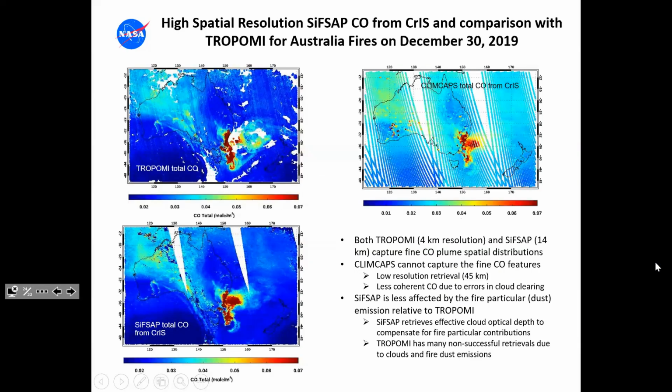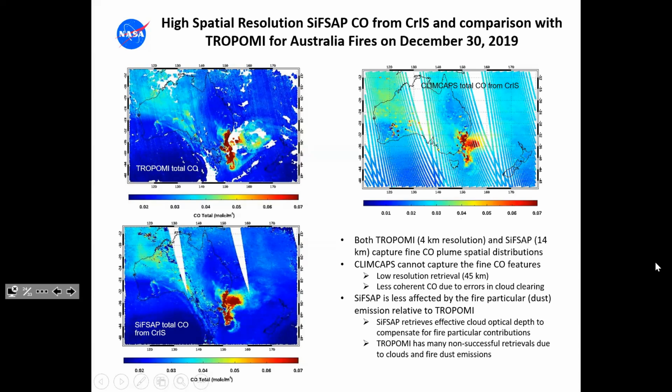So just to give you a flavor, let's say this is the current NASA operational CO product. As I said, it has the average 9 field of view, but this is the SiFSAP, our retrieval product. With the increased spatial resolution, you can see, this is the Australia fire, we can see the CO features very well. Very high coherency and a very fine vertical structure. With this cloud clearing, we're not seeing that. And this is a thermal infrared product. This is a solar instrument.